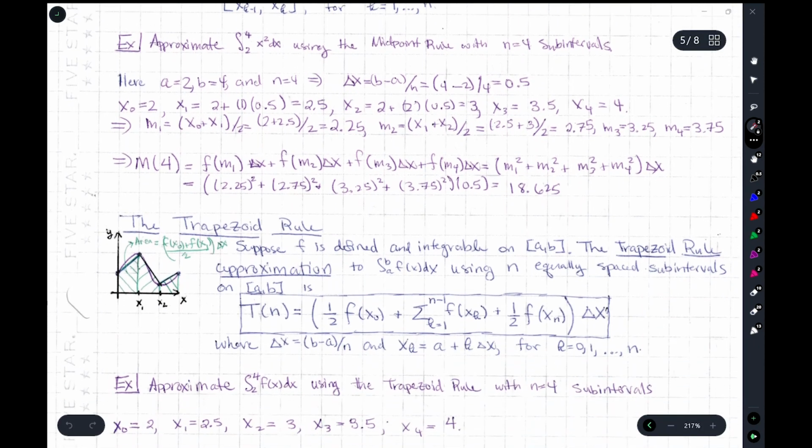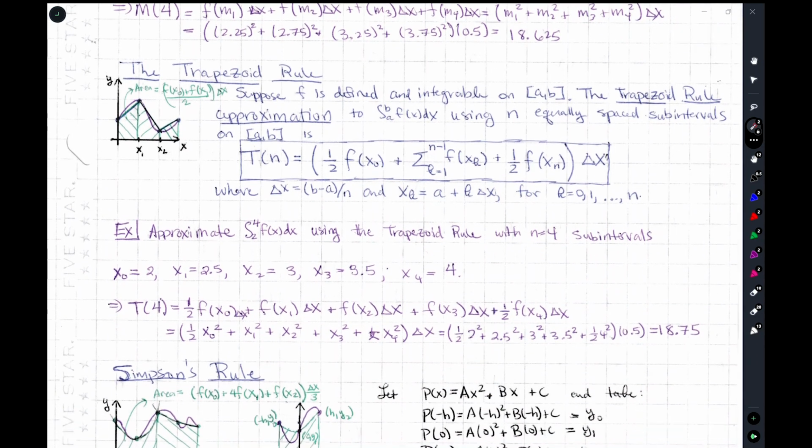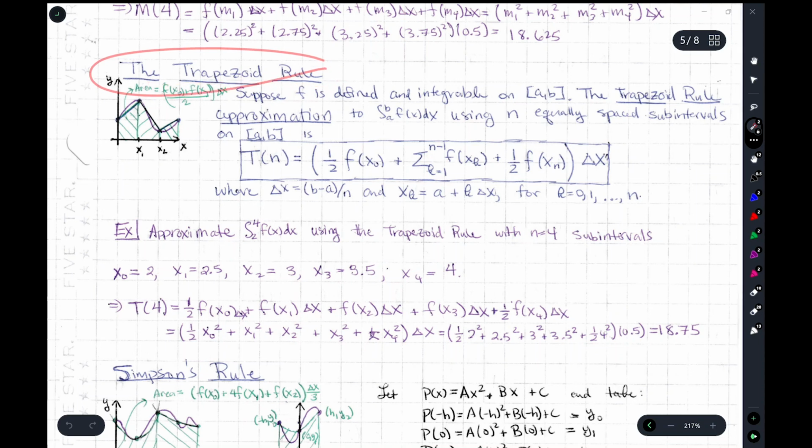So let's talk about another way to use numerical methods to find the definite integral. The other one is the trapezoid rule. Okay, and what you're doing differently with the trapezoid rule is instead of having just a flat top for your rectangle, you're going to have a tilted trapezoid, okay?